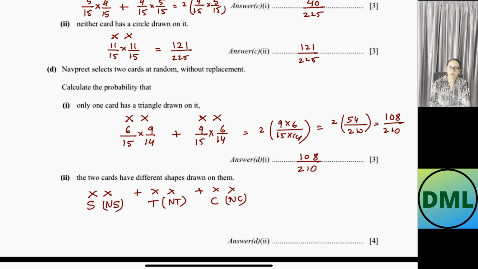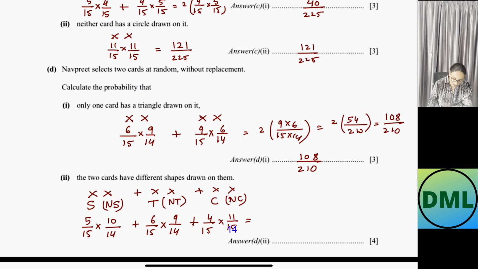The probability of selecting a square is written as 5 over 15 times not square. Not square is triangle and circle, all of them together, which is a total of 10. So this will be written as 10 over 14 because he is not replacing the card back. Plus triangle. Triangles are 6 in number, so 6 over 15 times not triangle, which is 5 plus 4, which is 9, so 9 over 14. Plus circle. Circle is 4 over 15 times not circle, which is 5 plus 6, 11 over 14.